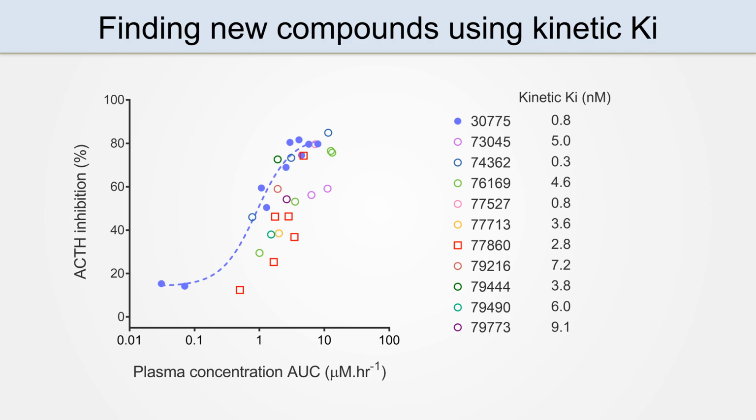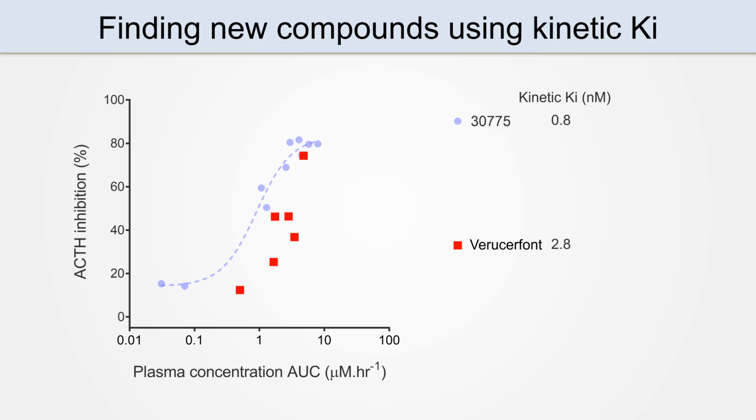Now we had solved this mystery, we decided to use the kinetic Ki to triage for in vivo testing in order to find new active molecules. This is our in vivo rat ACTH model with 775 shown as before. We were able to find numerous compounds that were active in the model, as you can see. This compound in red here became our lead compound and was renamed Verusafont.